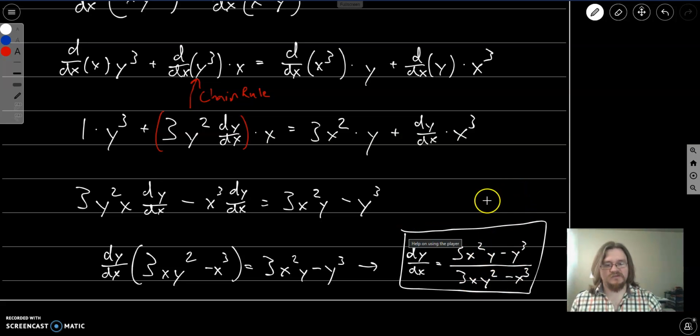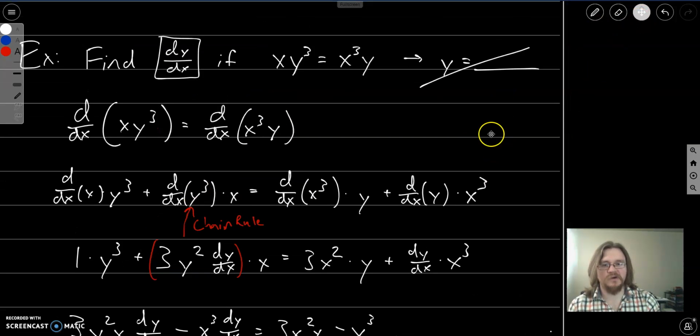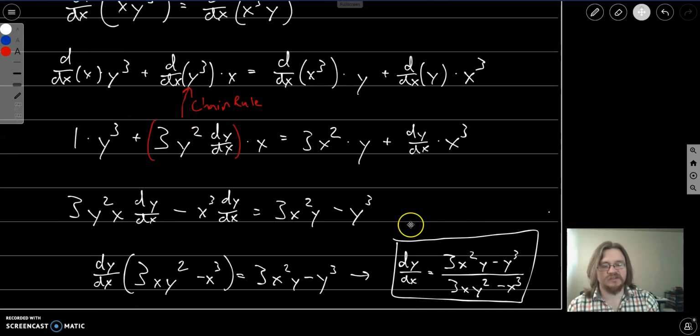which is a pretty big derivative here. I have dy dx is equal to this pretty big fraction, but again, I wasn't able to solve for y explicitly, so I can't just take the derivative of whatever y is equal to. I have to use implicit differentiation.